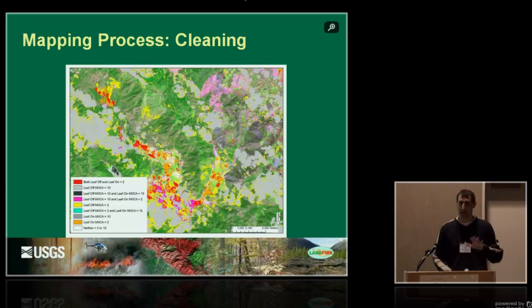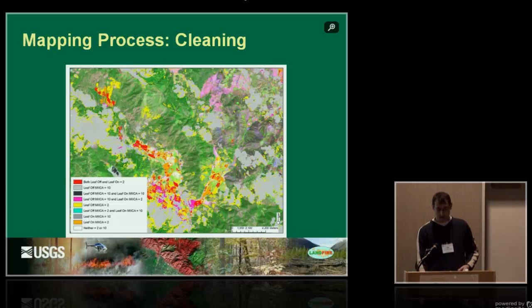So the shades of gray that you see on the screen are cloud related. And then the reds are things that are flagged as change in both the leaf off and leaf on pairs. And then yellow and orange are just one of those pairs, respectively. And then, I don't know if you can see in the middle, but the fuchsia areas, that area is one that would be cloud in one pair and change in the other.